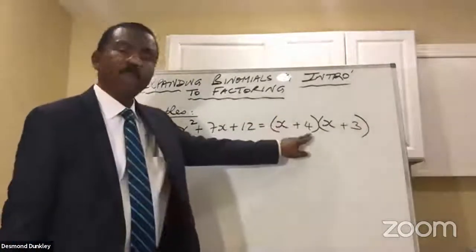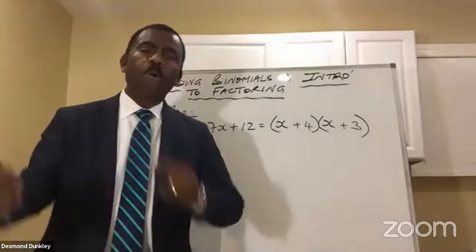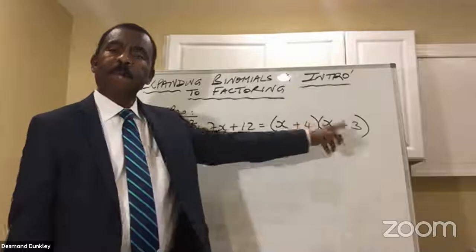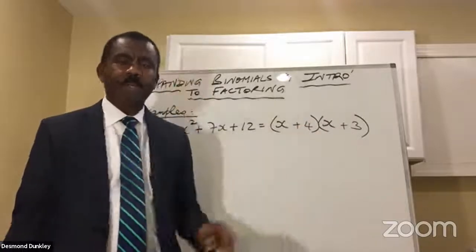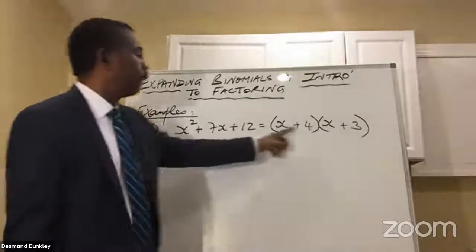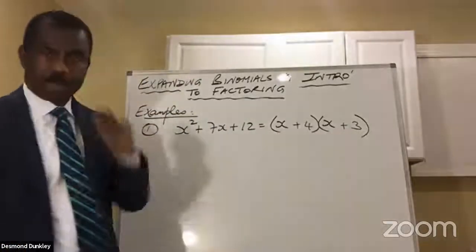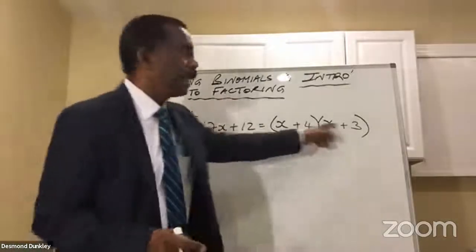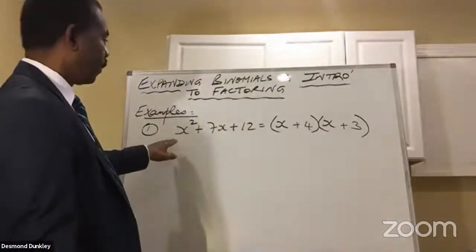It doesn't matter if you put the 3 and then the 4. The order is not important. As long as you have positive 4 and positive 3, you're good. Check it out. 4 times 3, 12. 4 plus 3, 7. Okay? I promise you, if you multiply these out, they will be equal to that. Let's check.